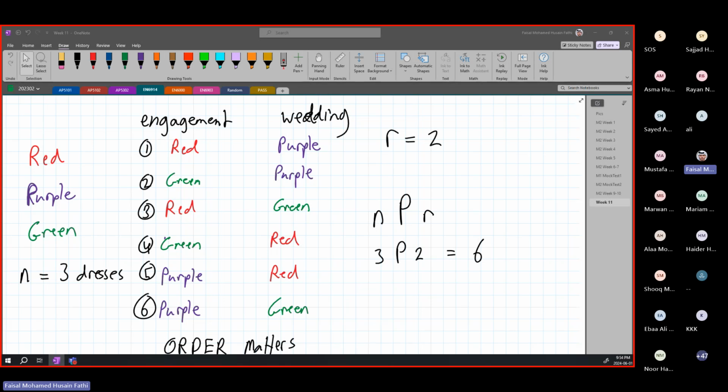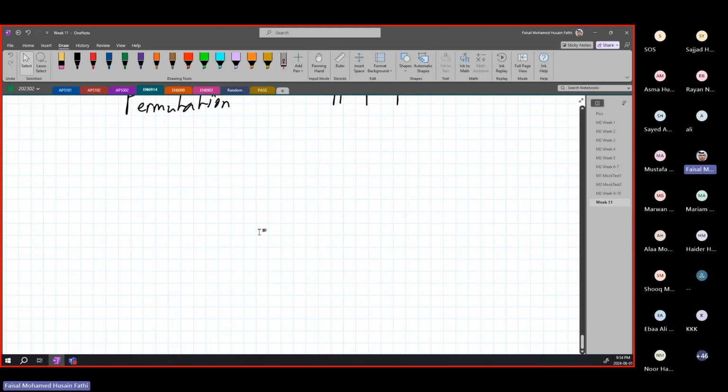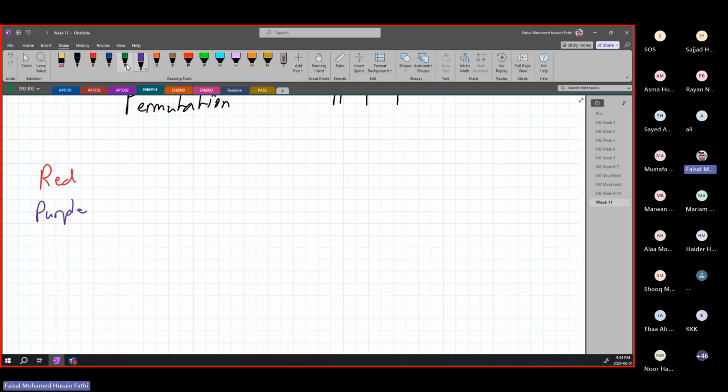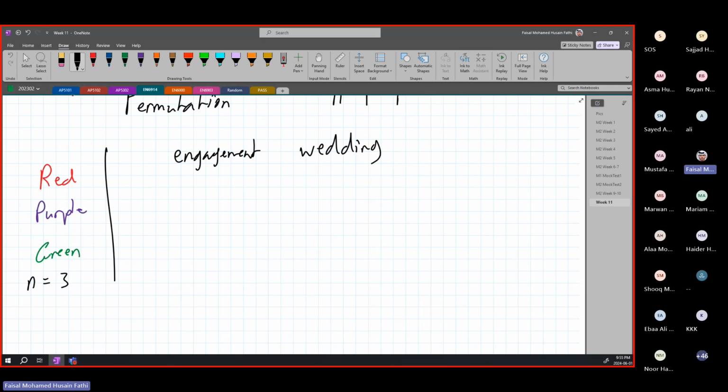Order is important. This is the most important thing. The order is important. What about combination? So we said we had red, we had purple, and we had green. Okay? So we have engagement and wedding. So these are our choices. We have, again, our N is equal to 3, our R is equal to 2. Nothing has changed. All right?